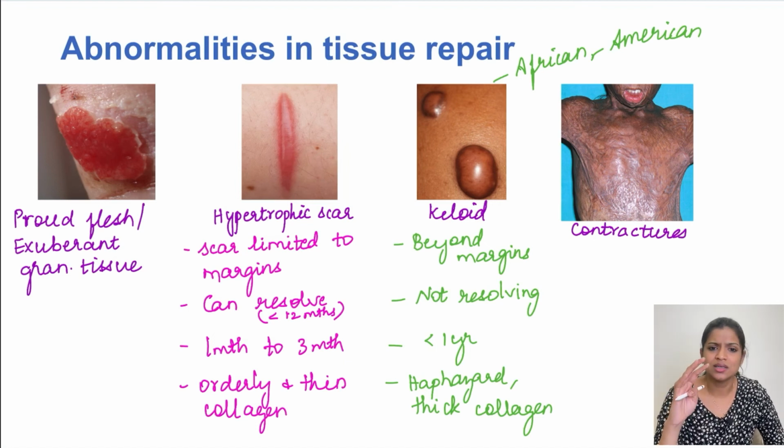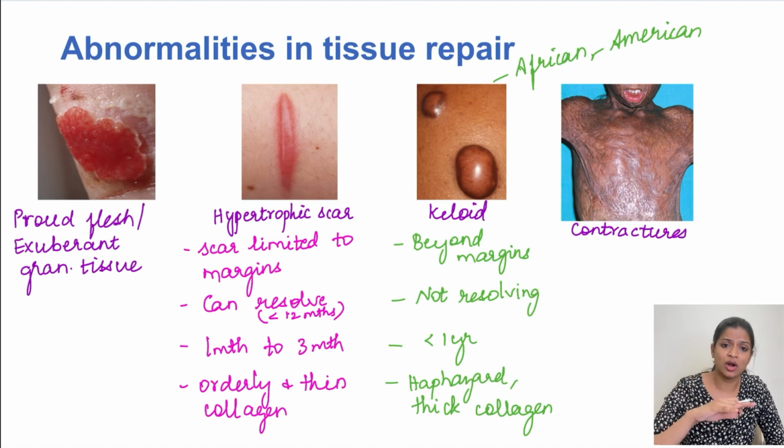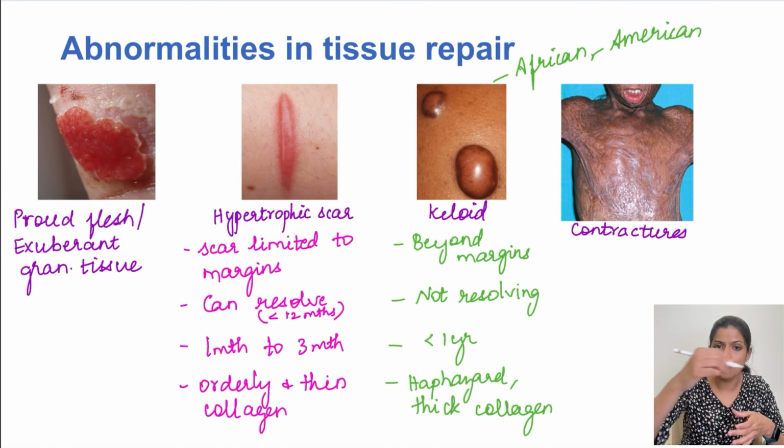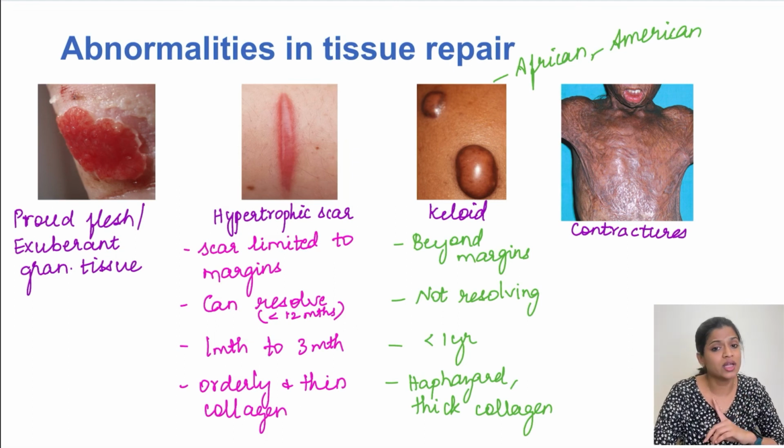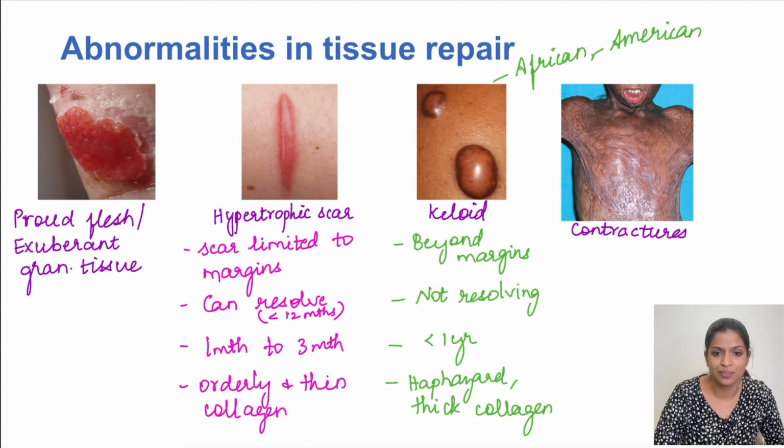While keloid is a genetic tendency usually seen in people of African American origin, and you must have commonly seen it in the ear lobules or even in the sternum and trunk, or even in the shoulders. After any injury, the collagen which gets deposited in scar formation will exceed the margins of the skin. It will go beyond the margins and protrude above the surface. So this is the classical image of a keloid, and the most important thing about keloid is it is not resolving. It can happen anytime within a year or even within 6 months of the initial injury.